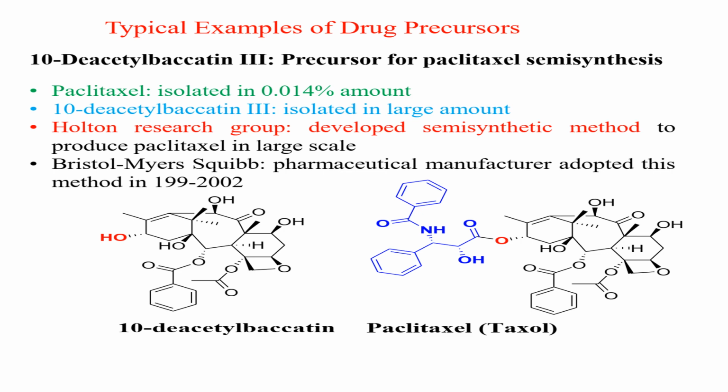The Holton research group developed a semisynthetic method to produce paclitaxel in large amounts, and the Bristol-Myers Squibb pharmaceutical manufacturer adopted this method in 1992, to increase the amount of paclitaxel, or Taxol, which is used as an anti-cancer drug. This drug was obtained for the first time from the Taxus brevifolia plant for the treatment of cancer.